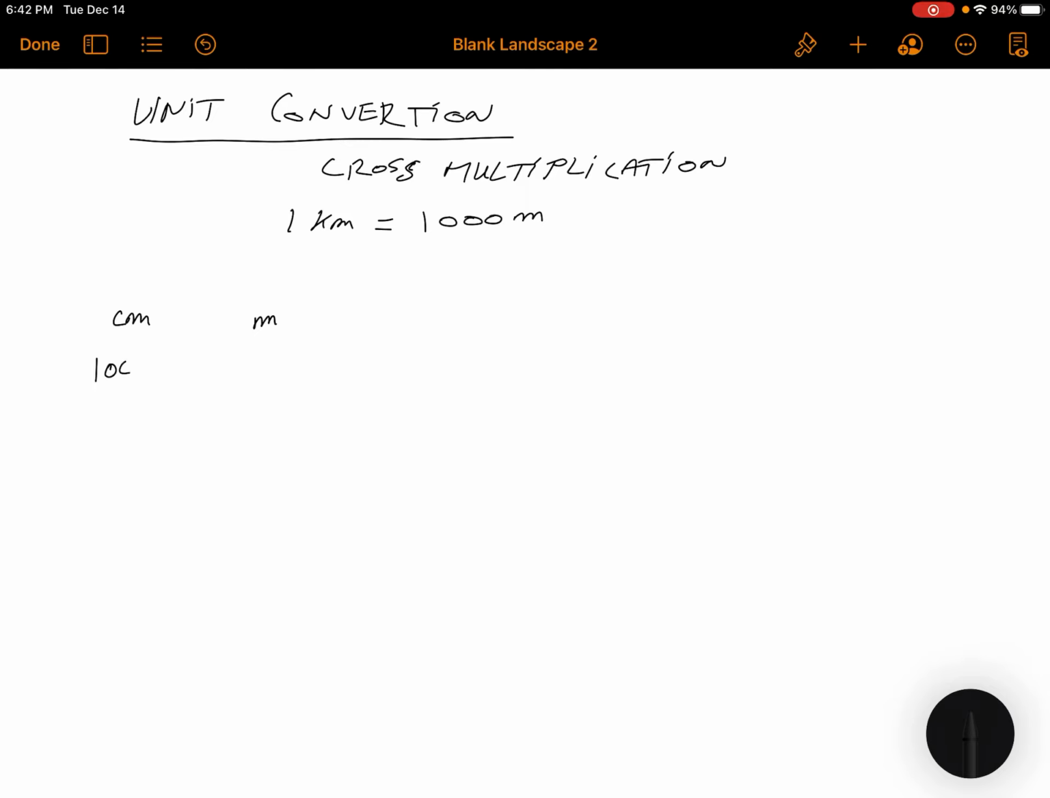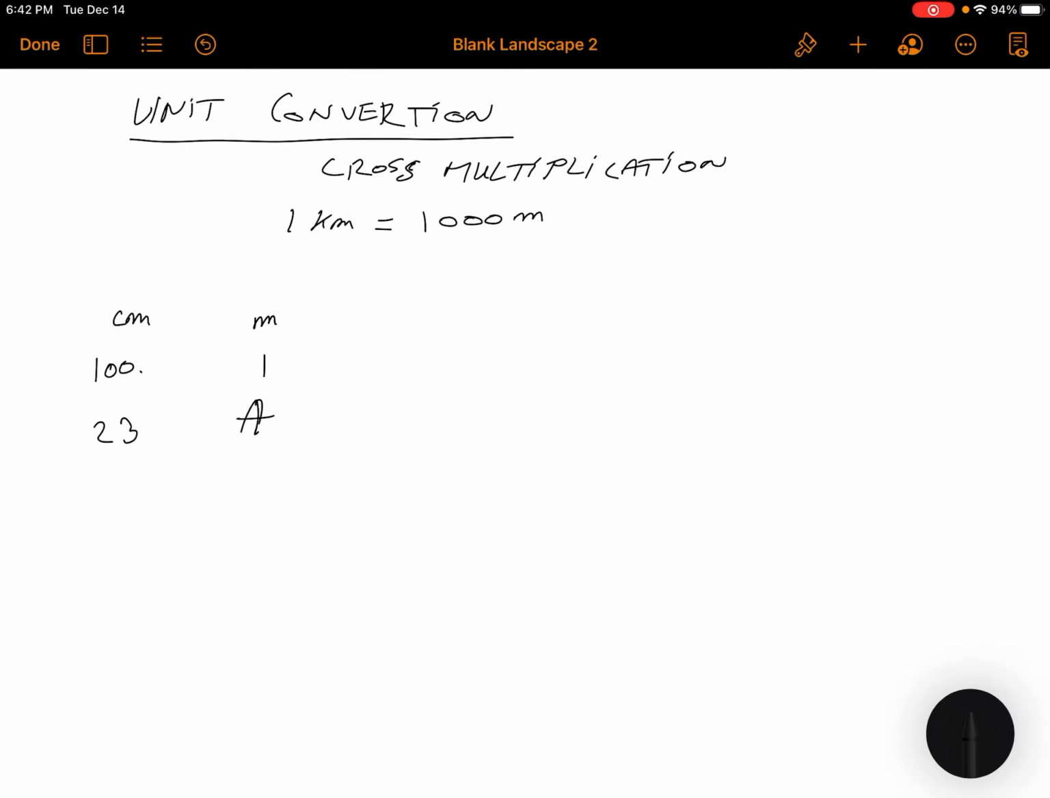What we know is that 100 centimeters equal 1 meter. Let's say now you measure your book, and your book has a length of 23 centimeters. How many meters is that? That's where the cross multiplication comes into play. This unknown number of meters, we can call it A. That's the number you want to figure out.